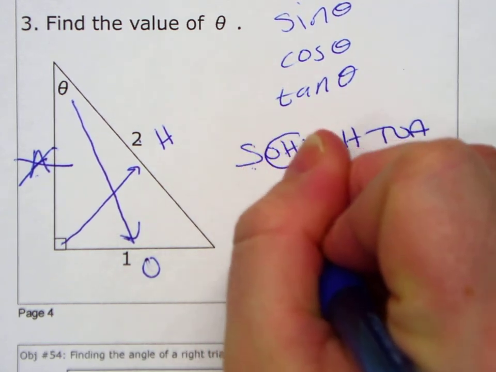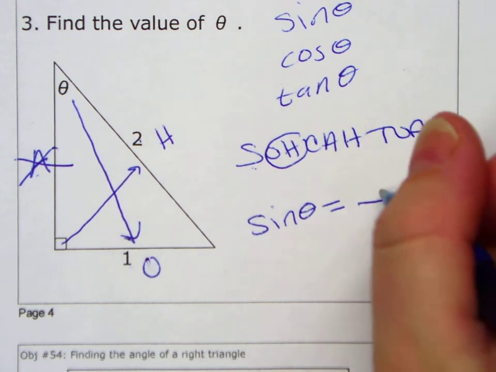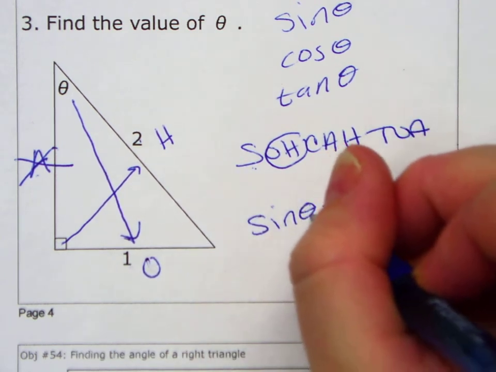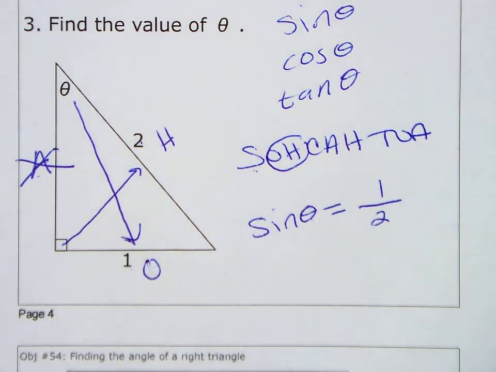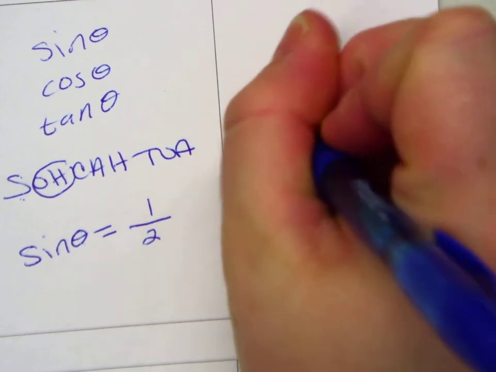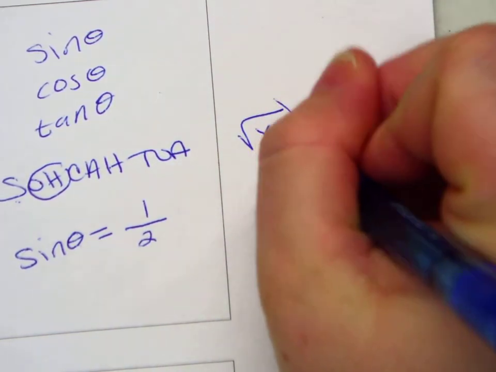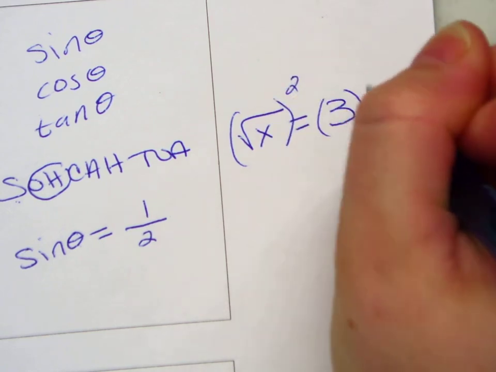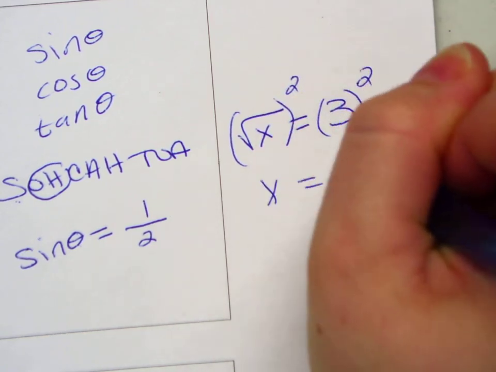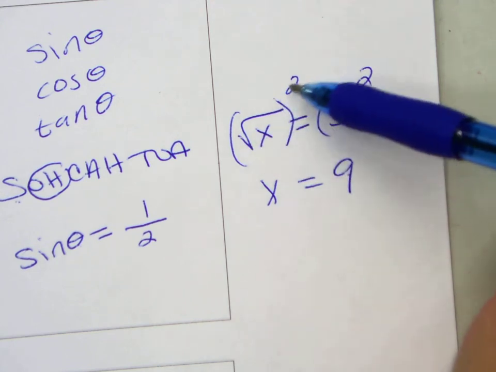So sine of theta equals, what's that ratio? 1/2. So now the question is, how do we figure out that angle? Well, let's say I had the square root of x equals 3. What do you do to solve for x? You square both sides, right? Why? Because that's the inverse. The inverse of a square root is a square.